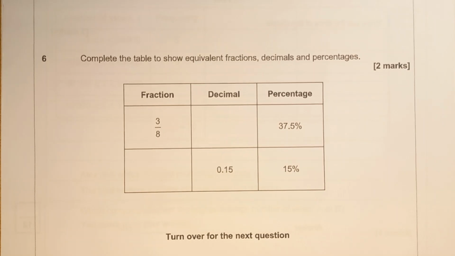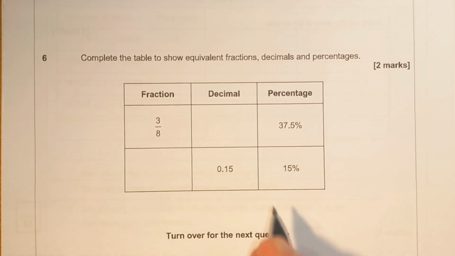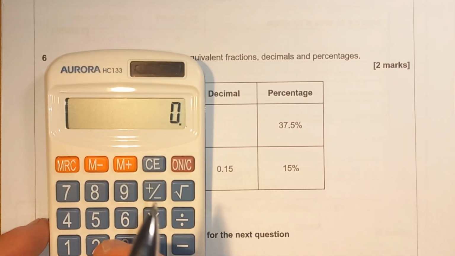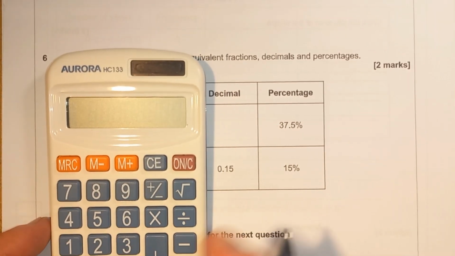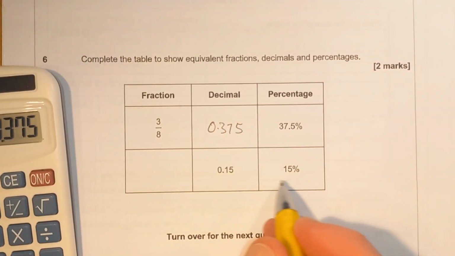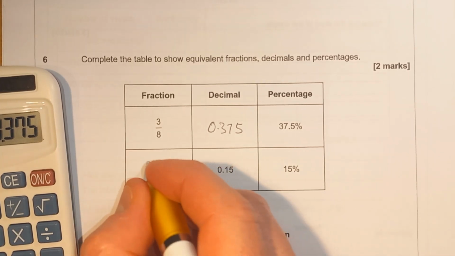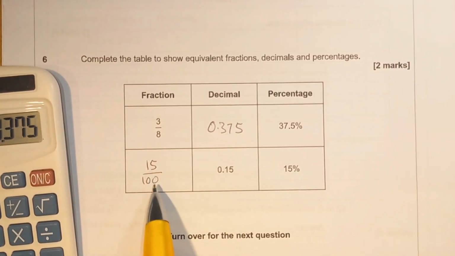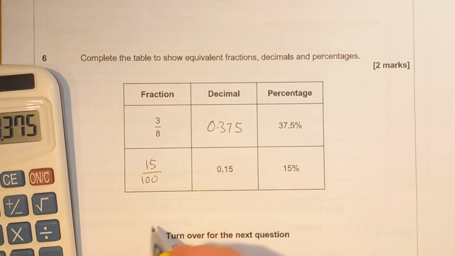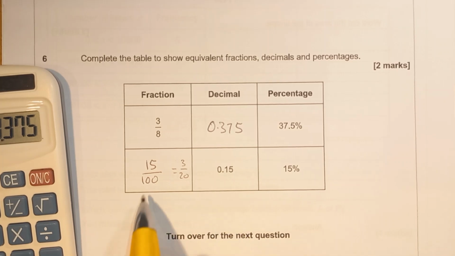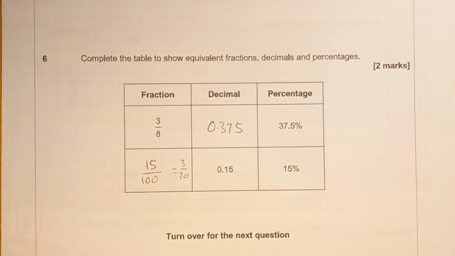Okay, question 6. Complete the table to show equivalent fractions, decimals, and percentages. Right, so to get from a percentage to a decimal, we just need to divide by 100. So 37.5 divided by 100 is 0.375. Then if we want a fraction, 15% literally means 15 out of 100. If you want, you can simplify this, so you can divide top and bottom by 5 to get 3/20, but you don't need that. They didn't say in its simplest form. We can just leave it as 15 over 100.